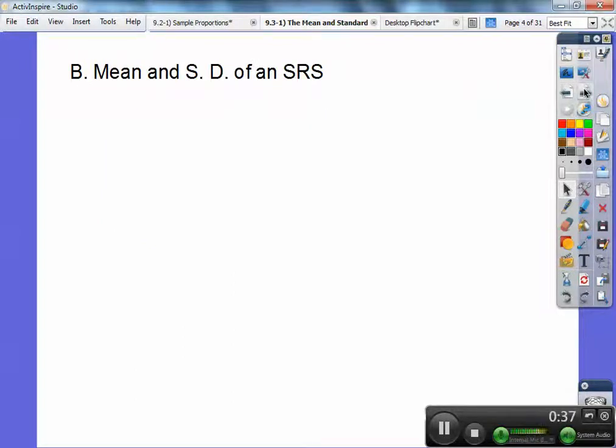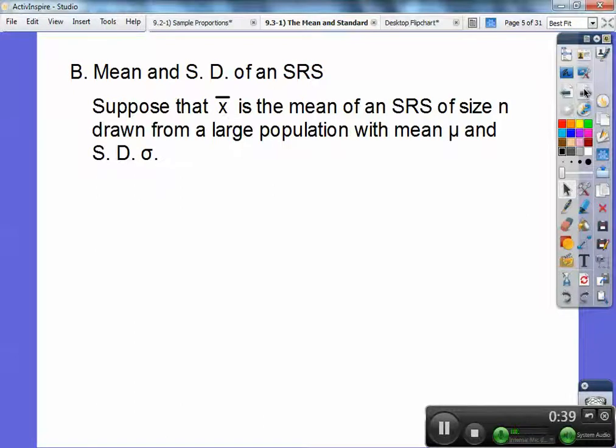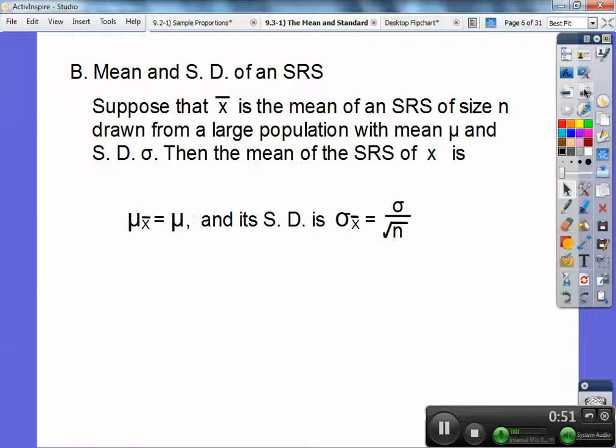Mean and standard deviation of an SRS. Suppose that your sample mean, x-bar, is the mean of an SRS of size n drawn from a large population with mean mu and standard deviation sigma. Then the mean of x-bar, there should be a bar on top of that, so just pretend there's an x-bar, is the same as your population mean. You had that on your homework just prior. And its standard deviation is this formula.